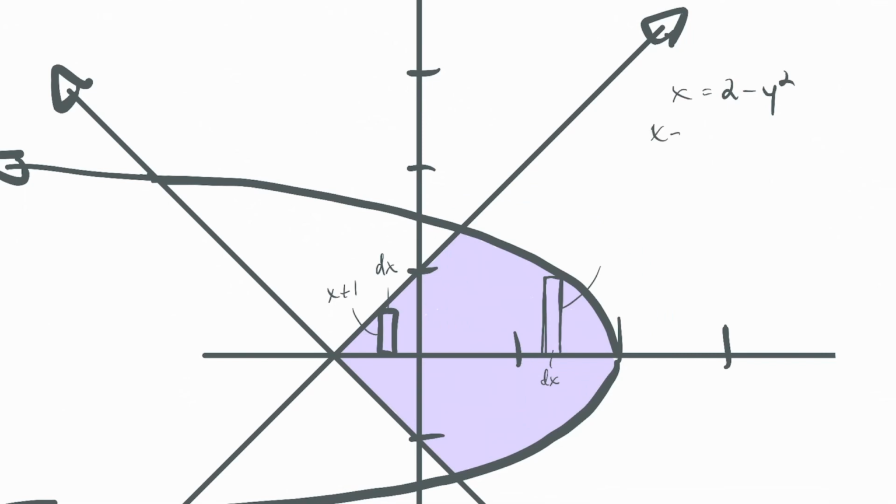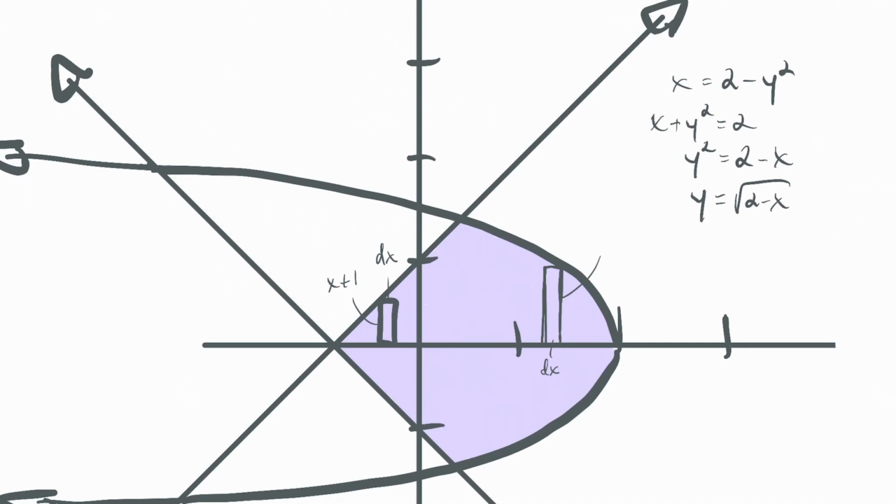So x plus y squared equals 2. Subtract x. Y squared equals 2 minus x. And then y equals the square root of 2 minus x. Again, since we're in quadrant 1, I don't have to worry about minus signs. Everything's positive, right? Or in other words, the x coordinate maxes out at 2, and so you never run into the square root of a negative. Okay, so this is going to be the square root of 2 minus x. That's the height of that rectangle.